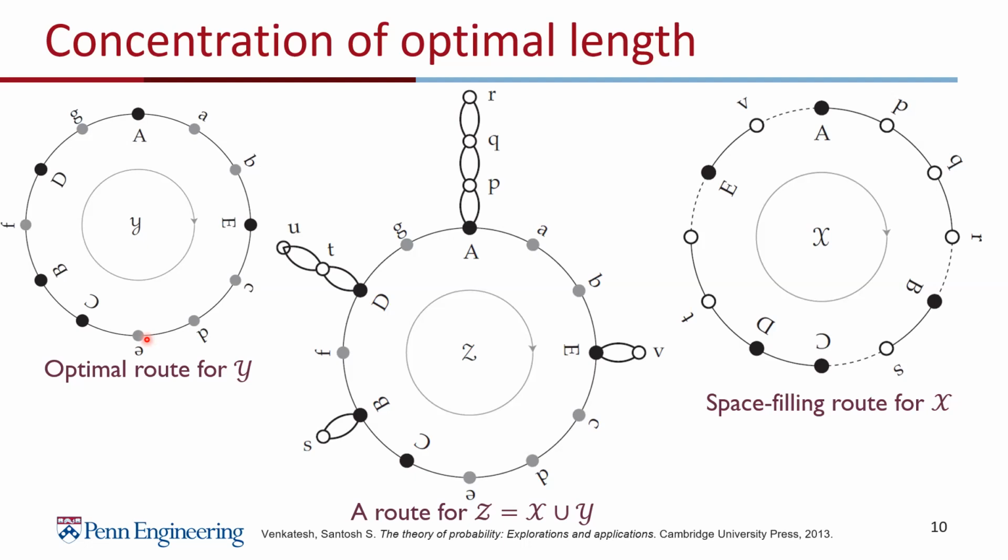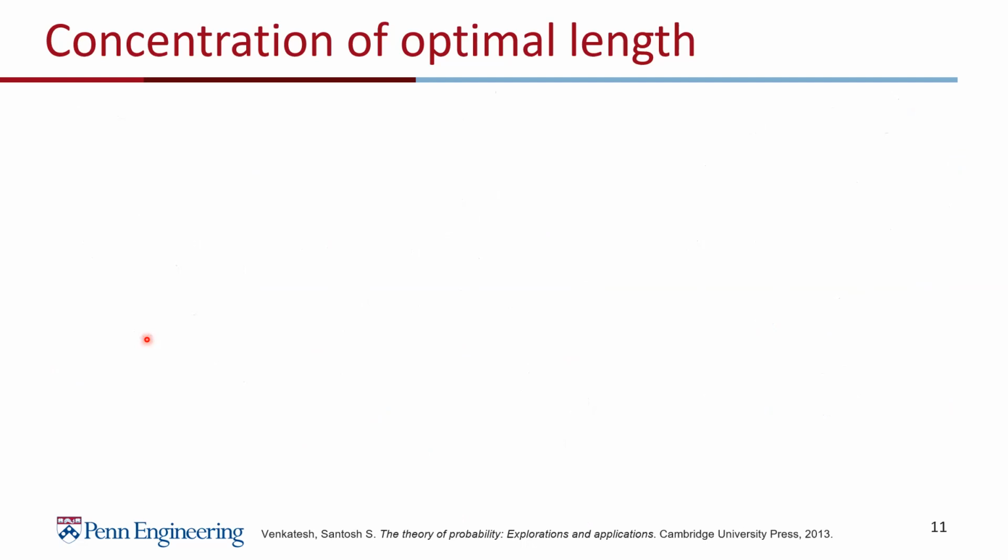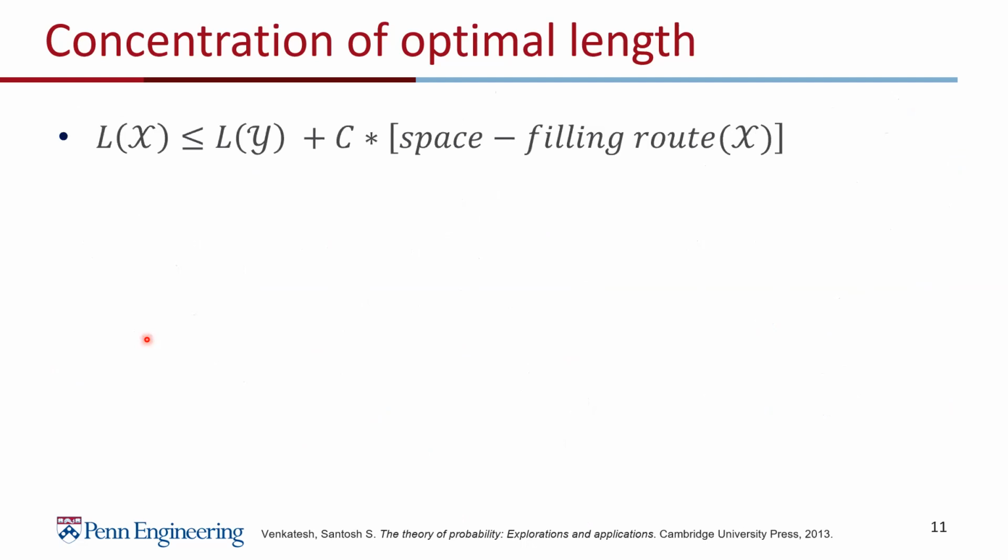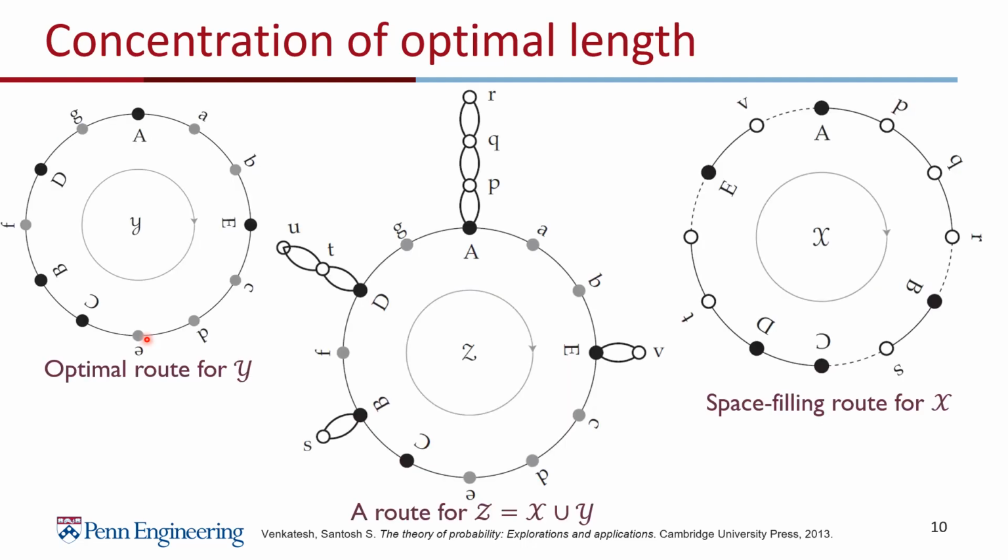So the length of the route for Z is going to be the length of the optimal route for Y plus these extra leaves, right? And these extra leaves correspond to the length of the Hilbert route for X. It's not exactly equal to the length of the Hilbert route, but some constant times the length of the Hilbert route. What I mean by a space filling route is exactly the route which I showed in the beginning.